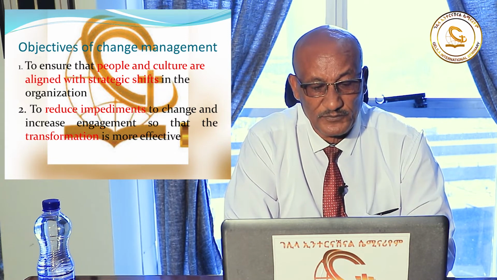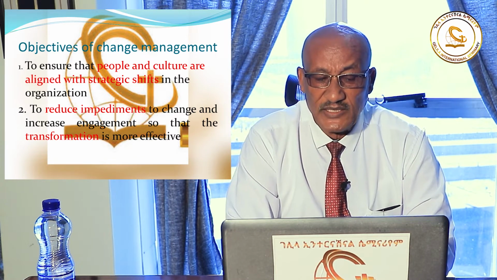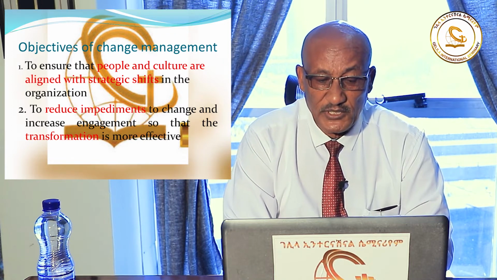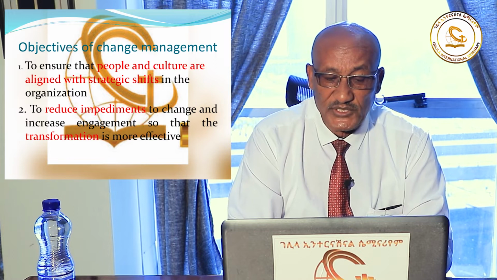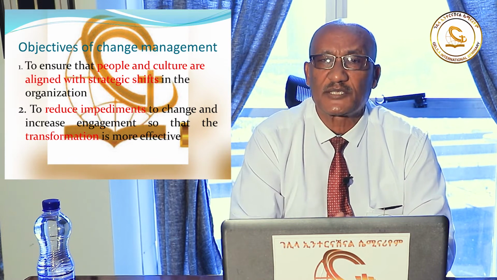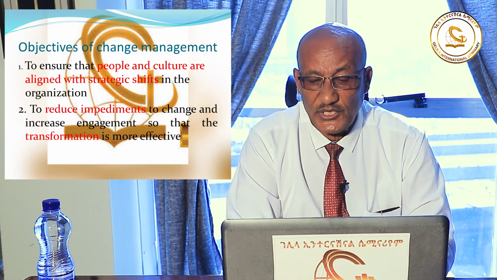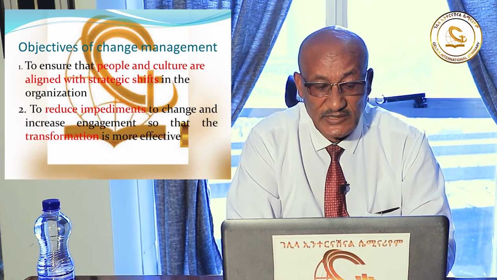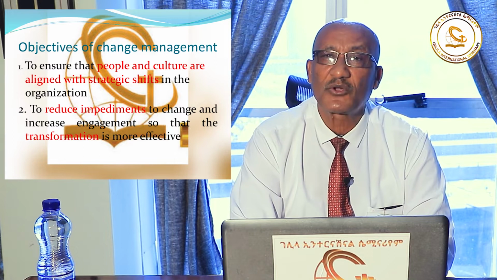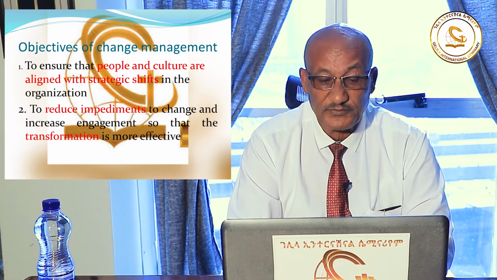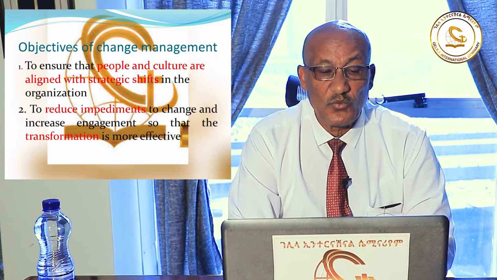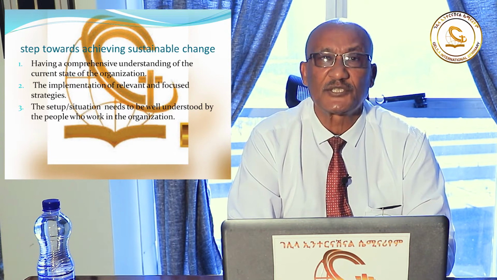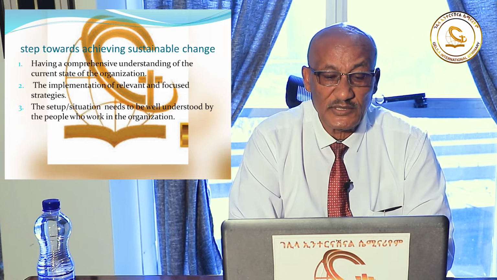Second, we don't find change in a smooth operation because in the change process there are different kinds of blockades. So the aim is to reduce impediments to change and increase engagement so that transformation is more effective. What are some of the steps towards achieving sustainable change?